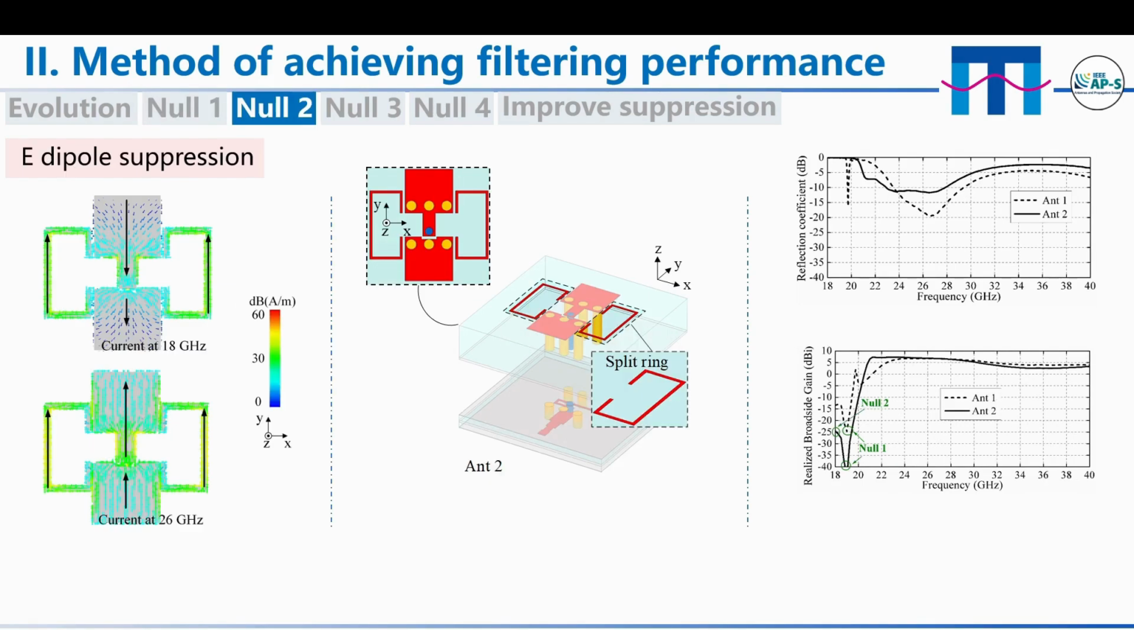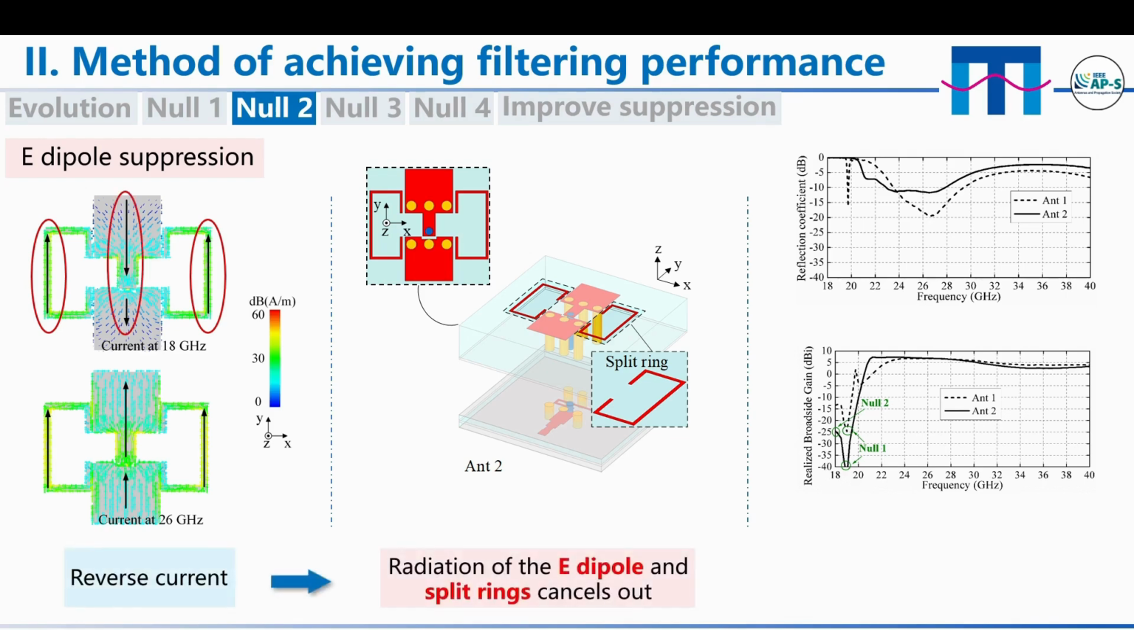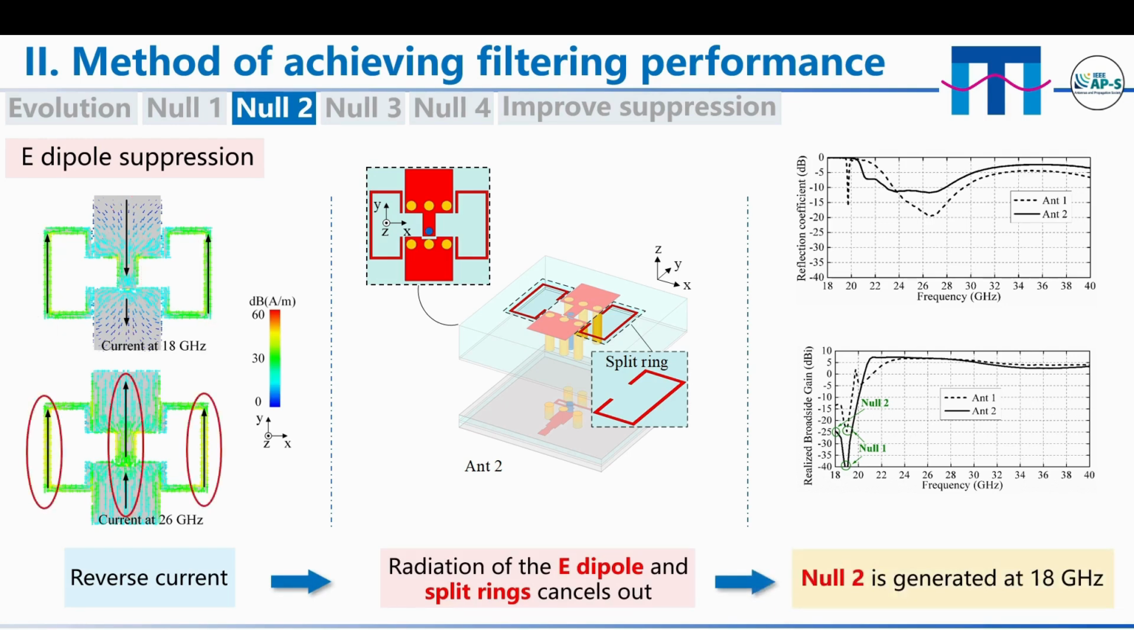At 18 GHz, the direction of coupling current on the split rings is opposite to that of current on the E dipole. The radiation cancels out. Therefore, null 2 is generated and the out-of-band suppression for E dipole is achieved. At 26 GHz, the current has the same flowing directions, and their radiation will be superposed.